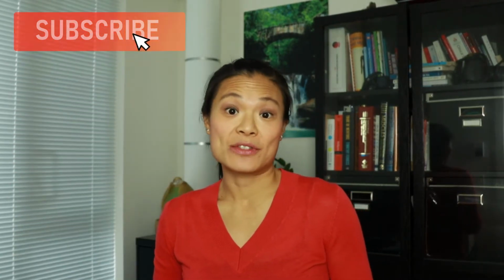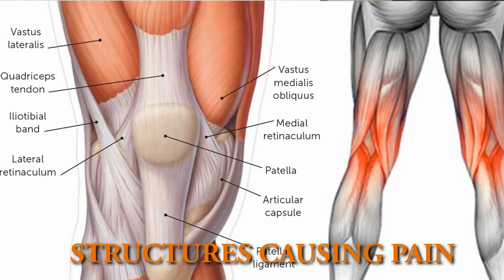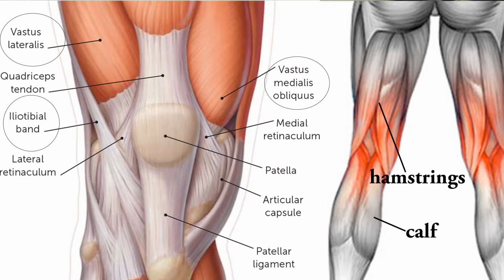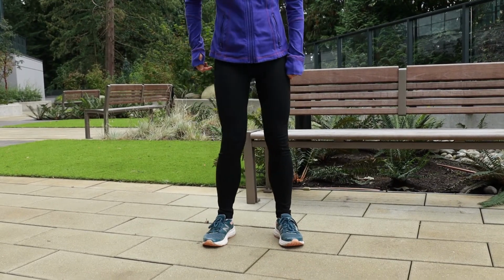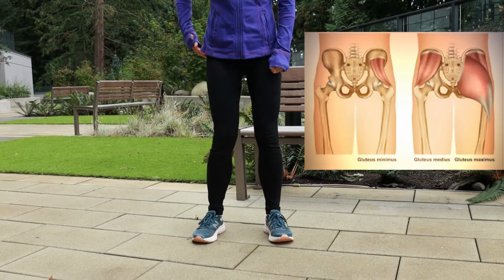If we take a look at the structures around the knee joint that can potentially be the cause of the extra stress, there are the quadriceps muscles, the medial and lateral side, the IT band, the calf muscle, and the hamstring muscle. As well, we can't forget about the hip joint because the hip controls and allows the knee to move side to side. The gluteal muscles are important in the controlling of the hip joint in this side-to-side plane of motion. Let's take a closer look.